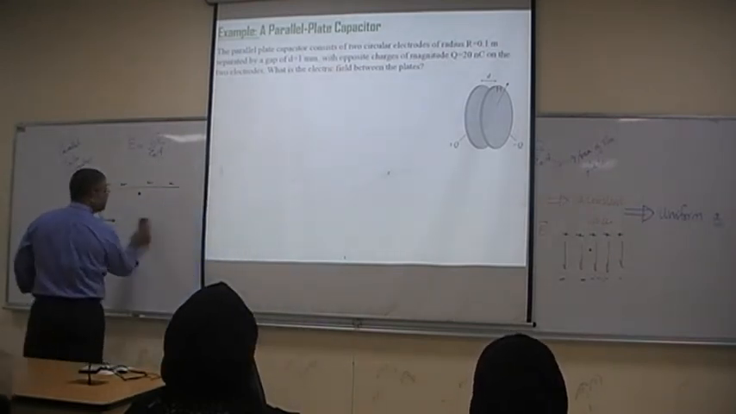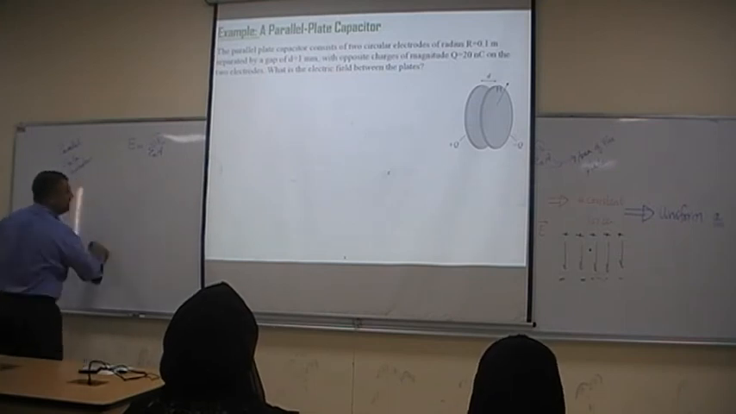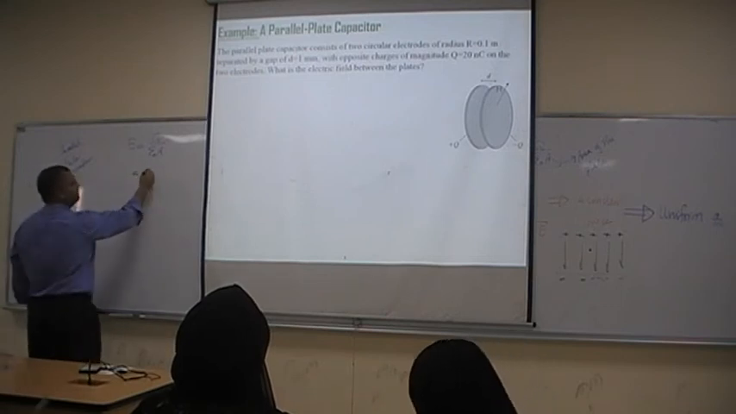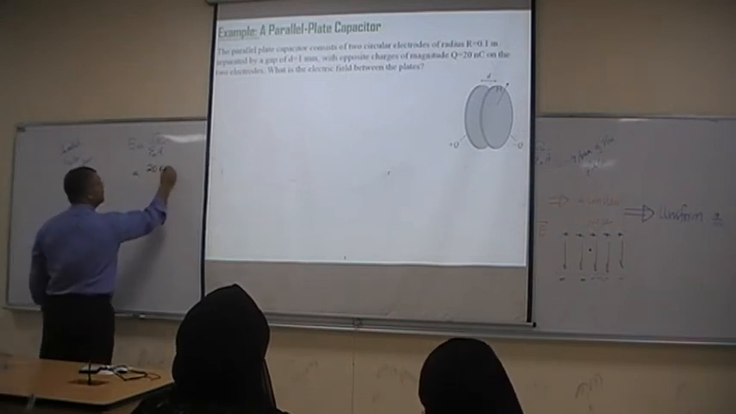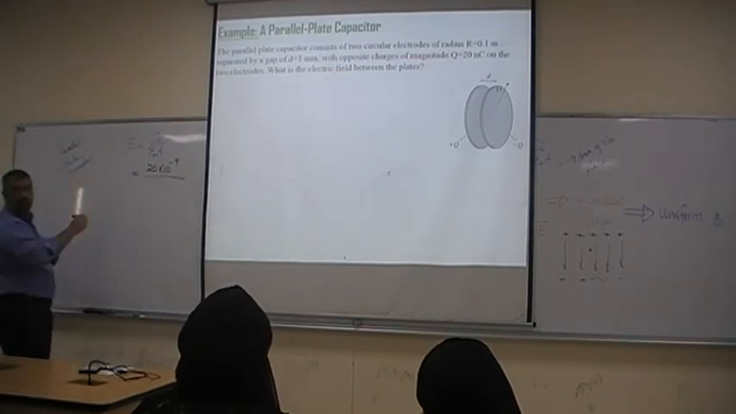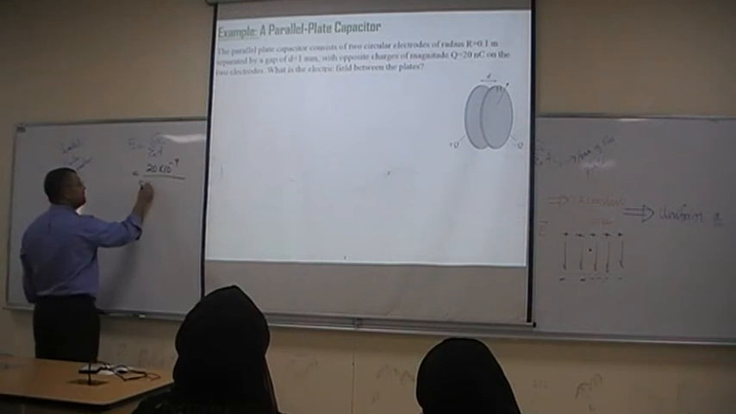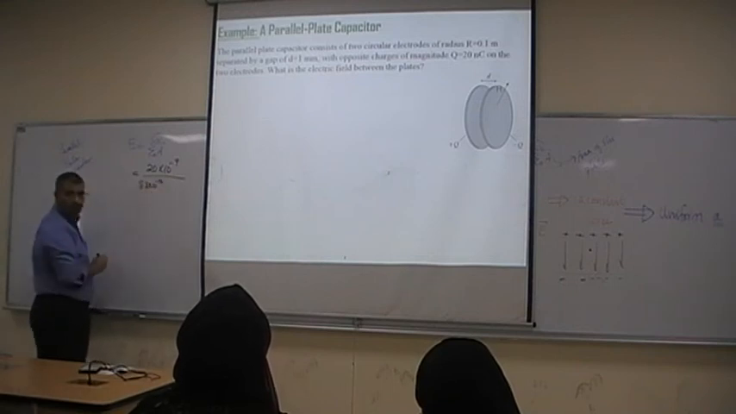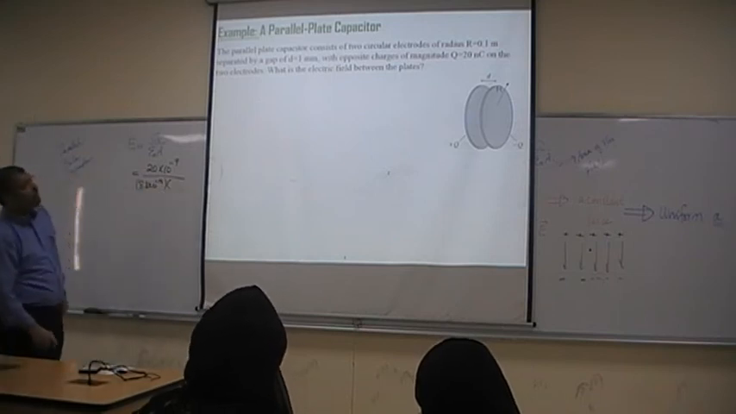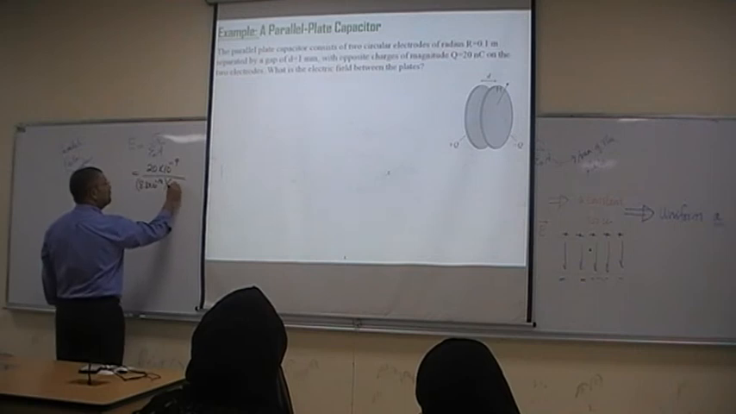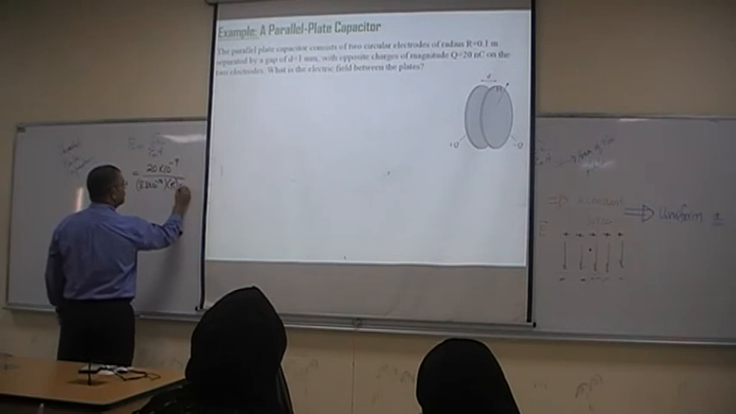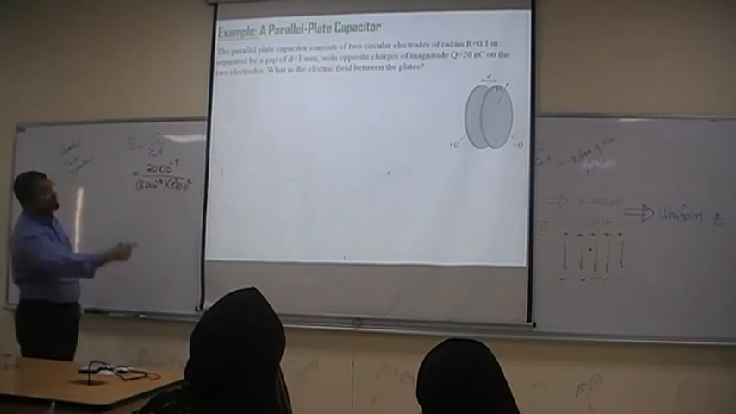It's equal to Q over epsilon times A. Q is 20 nanocoulombs, 20 times 10 to the minus 9. Epsilon we should know, 8.85, or 8.8 times 10 to the minus 12. And then the area. What's the area? It's pi R squared. What's R? 0.1, squared. It's in meters.